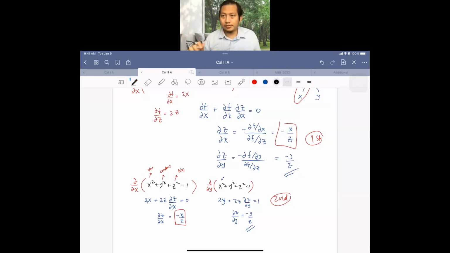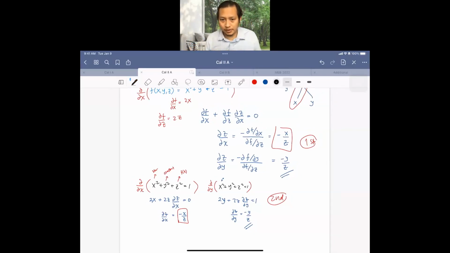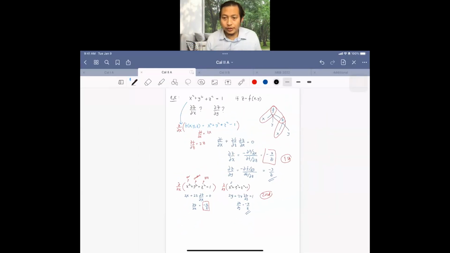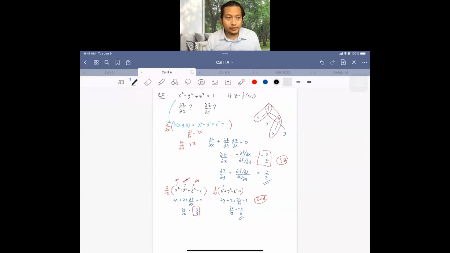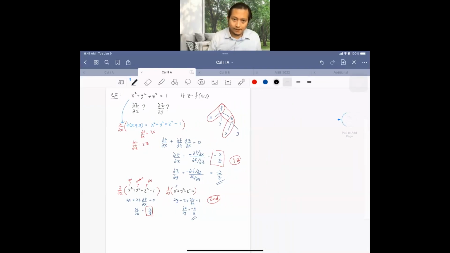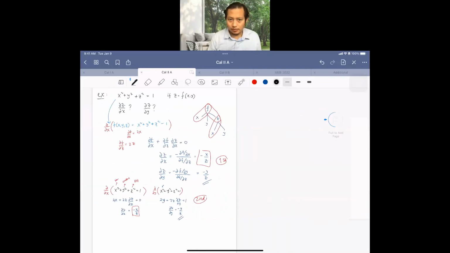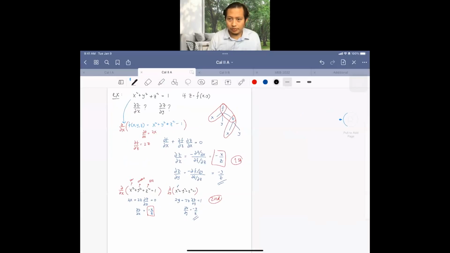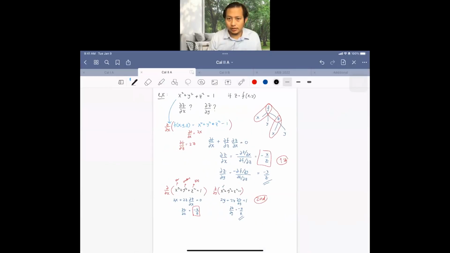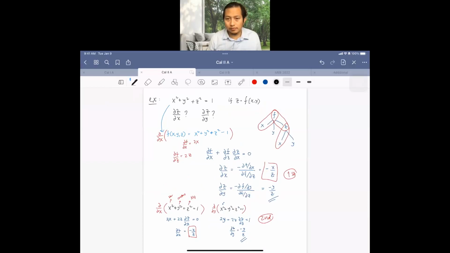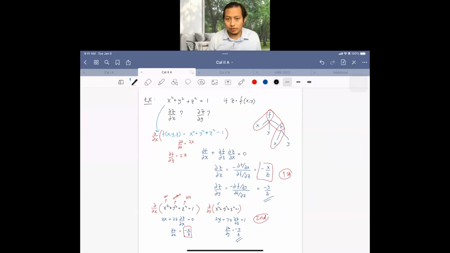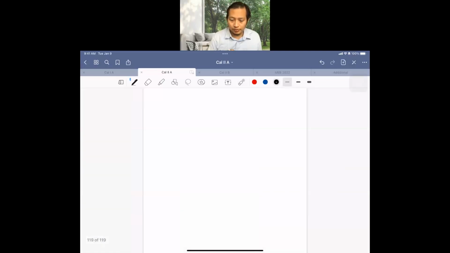Okay, if there are no questions regarding this implicit differentiation, we can move to new sections. We will have the section called the directional derivative. I hope we can move to the next page. If you want to scan or take a photo or screenshot, let me move to another one.